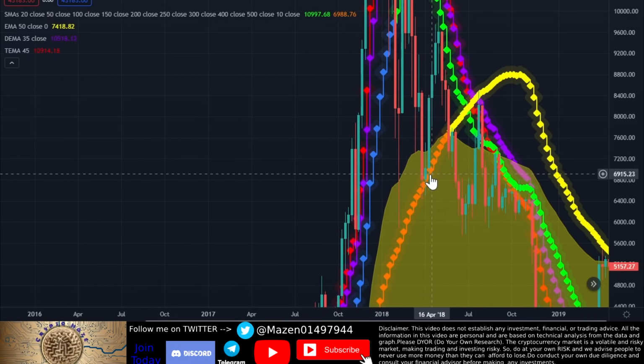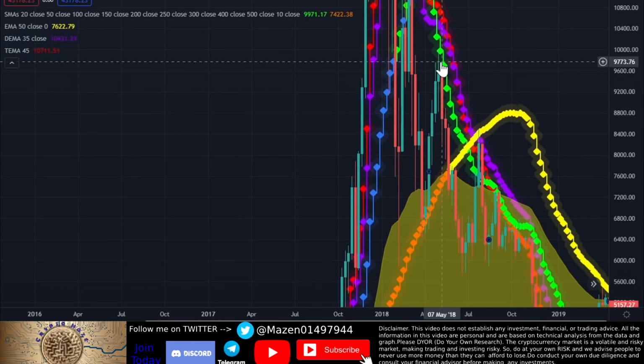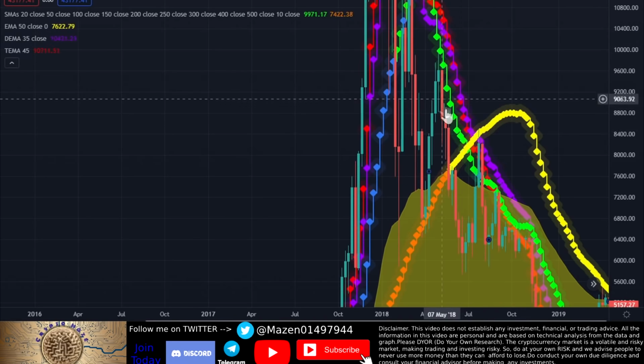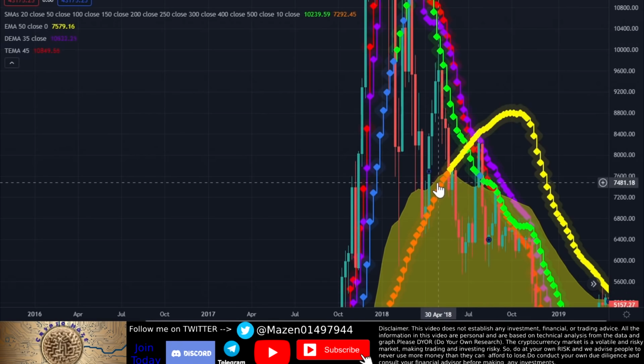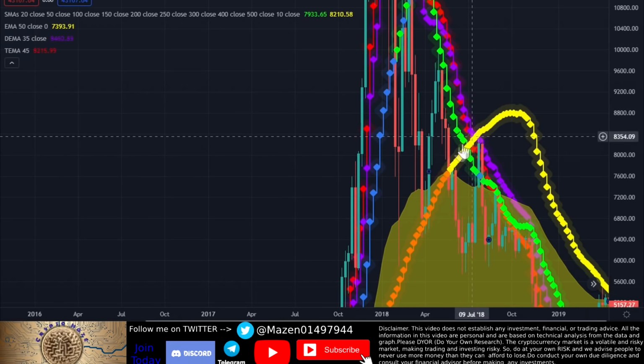And then what happens after is again another bull trap high, and then your SMA 20 and your DMA 35 and your TMA 45 start to curve downward basically towards sea level. And then your orange whale, which is basically the 50 SMA, goes above sea level, and that's basically it. Game is over.